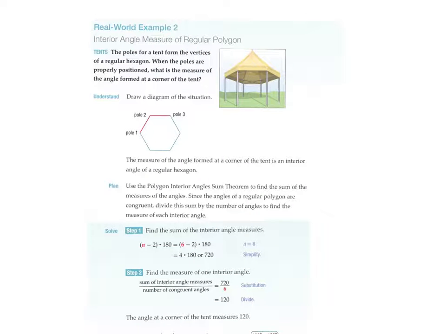Okay, example 2. Look for keywords. Keywords in example 2, it's a regular polygon, all right? It must have the same distances from side to side, and your angles must also be the same size as well. And it tells you that it's a hexagon, a 6-sided shape. So here's your formula. Quote the formula. Replace n with 6. So 4 times 180 is 720 degrees. Make sure you always quote the formula. It's worth points in an exam.